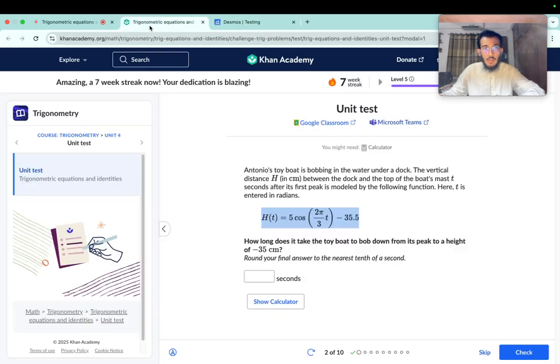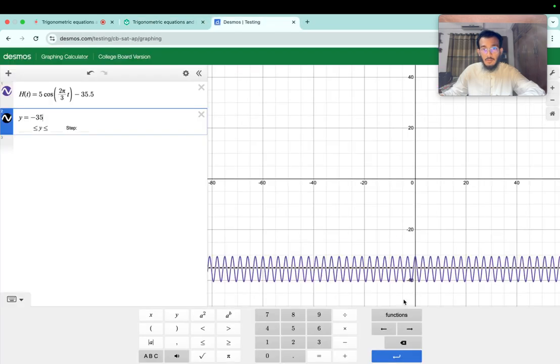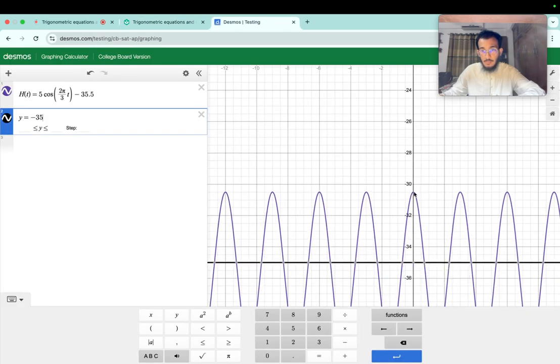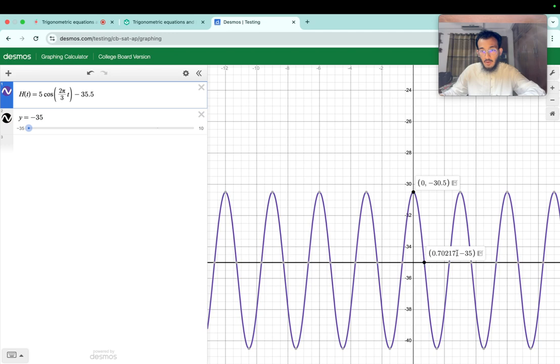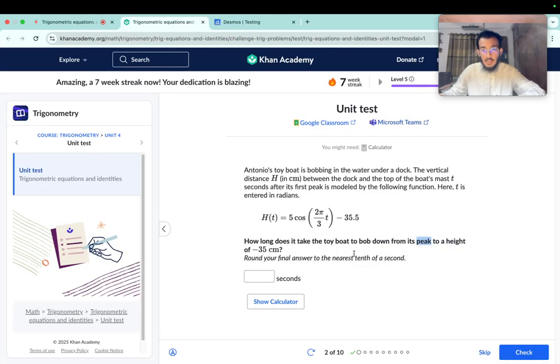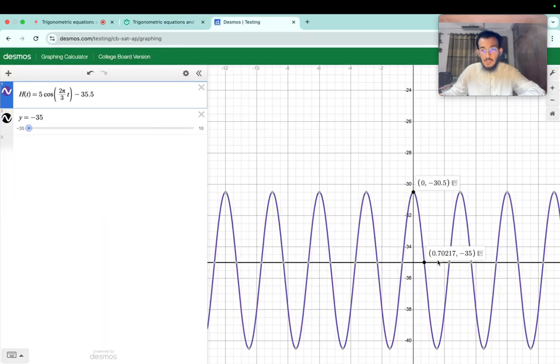So they mention, how long does it take for the boat to bob from its peak to a height of negative 5? Okay, so this is the peak, and from a height of negative 5, how much time does it take? To the nearest tenth of a second, it is 0.7.